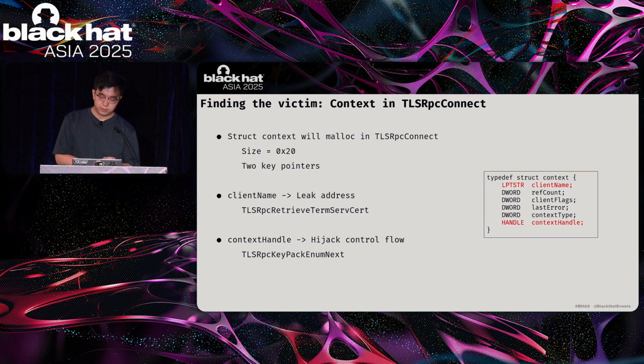Regarding the heap allocation mechanism, the size of the overwriting structure needs to be 32 bytes. After in-depth analysis, we found the structure context was generated when calling the TLS RPC connect interface. Each call to TLS RPC connect requests a new context and saves it in memory. It has two pointer type members, client name and context handle. Those two key pointers will help us complete the address leakage and hijack the control flow, respectively.